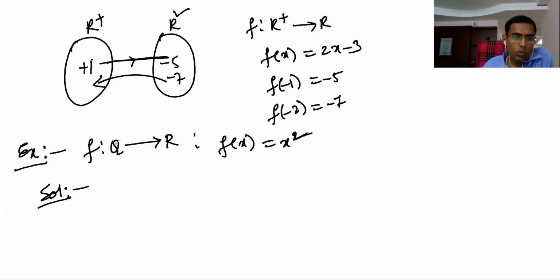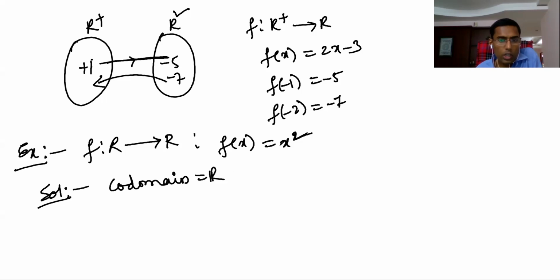You can take R to R also, no problem here. Whether it is an onto function or not is the question now. So here, if you see, what is the codomain? Simple. Codomain is all real numbers. What is the range? See, all the images are squares only.